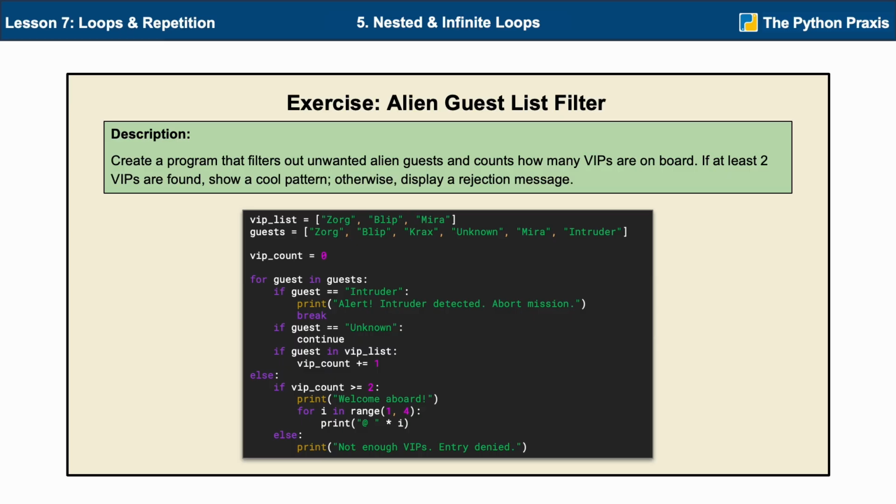In the last two lines we have the else statement that will be executed only in case the last if condition is false, which means that the VIP count is less than 2. This else block of code has only a print statement. It prints the message, "Not enough VIPs. Entry denied." So if fewer than 2 VIPs were found, the system denies entry.